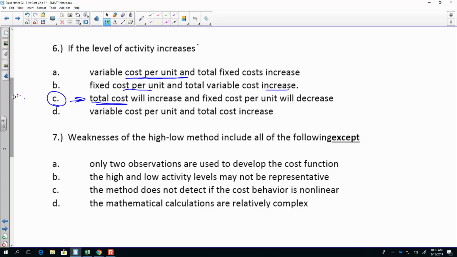What do you think? How about D? Cost per unit, that's the part that makes it false, right? The variable cost per unit does not change if my activity level doesn't change or increases. So it has to be C then.